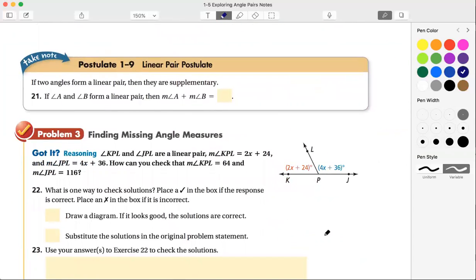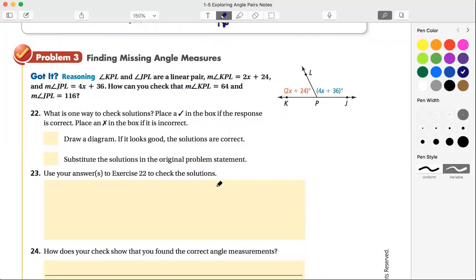Postulate 1-9, the linear pair postulate. If two angles form a linear pair, then they are supplementary. So if angle A and angle B form a linear pair, then the measure of angle A plus the measure of angle B must equal 180 degrees. Supplementary means to be 180 degrees.